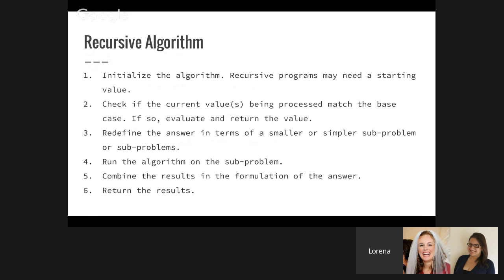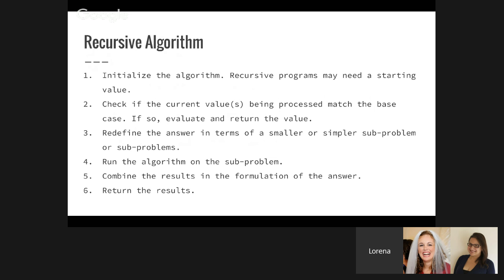Or if we're thinking about our palindrome problem, we can say my base case is maybe I have no characters left. I've already looked through everything, and everything has matched. I have nothing left to determine. I'm at the end of the word, so I can just return true. So we need some way of understanding when we are done. That's going to be our base case. So check whatever value you're currently processing, see if it matches your base case. If it does, evaluate and return the value.